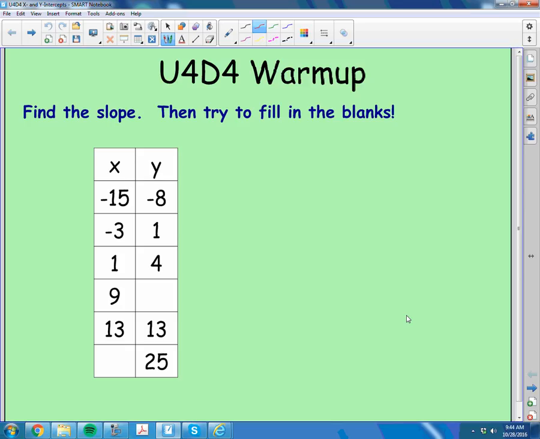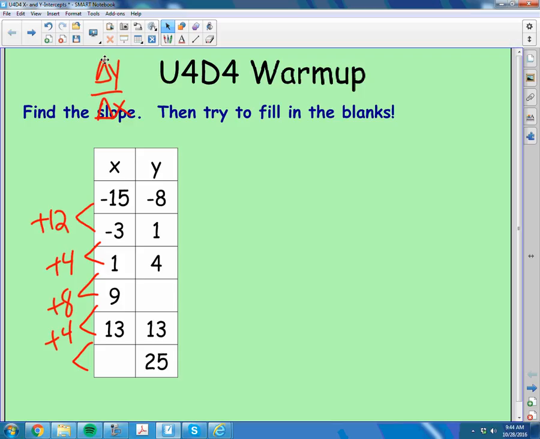Okay? So how do we find slope from a table? Changing y over changing x. Very good. So let's start finding our changes. Negative 15 to negative 3 on the number line: plus 12. Very good. Make sure you're paying attention to value. Negative 3 to 1: plus 4. Good. And then that's plus 8. And then that is plus 4. And then that we don't really know yet, but we'll get there.